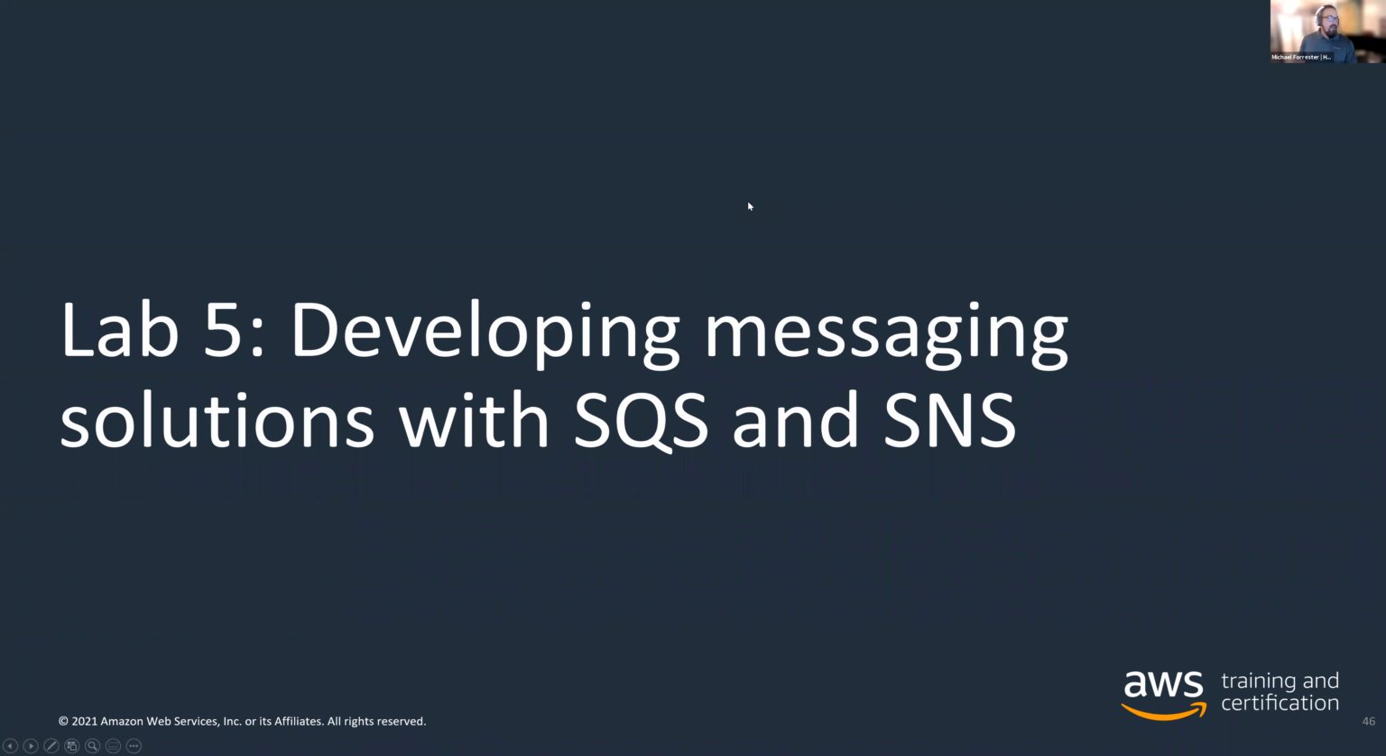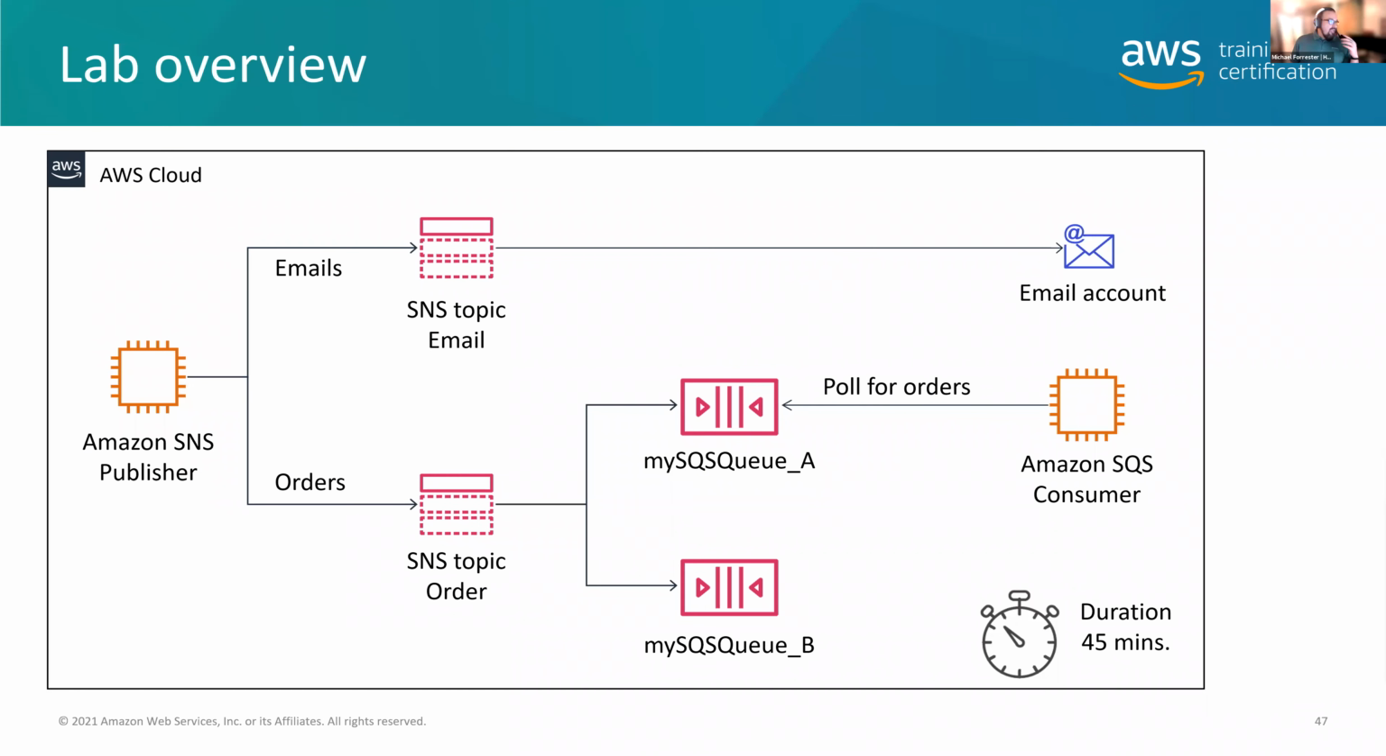All right, so we're going to be developing messaging solutions with SQS and SNS. You're going to learn how to use the SDK to receive and send messages against the SNS and SQS services. You're going to learn how to set it up and implement a fan out scenario. You'll set up some topics and some queues, and develop an SNS publisher and an SQS consumer. That's pretty straightforward.